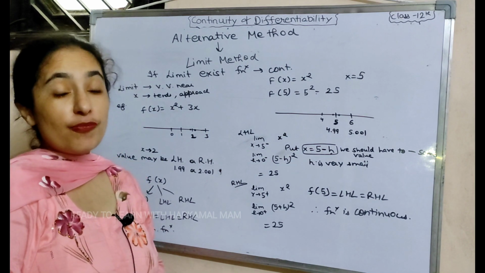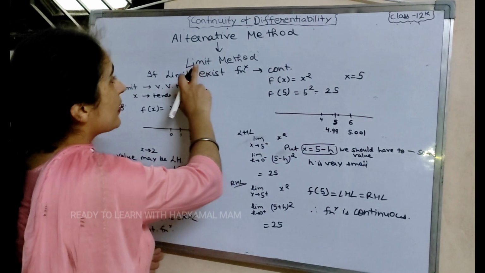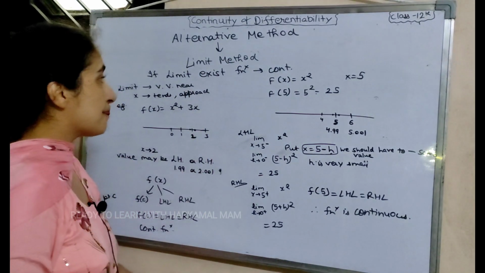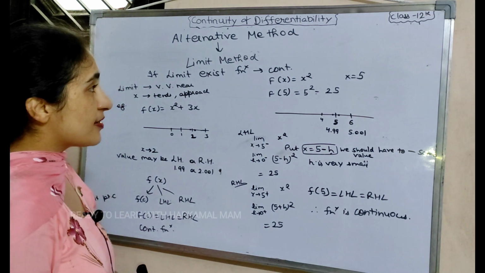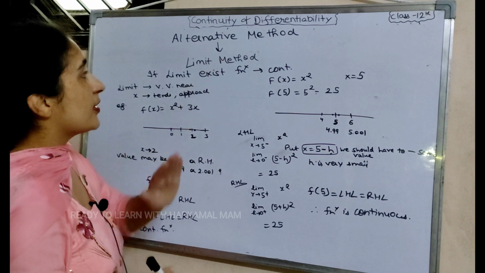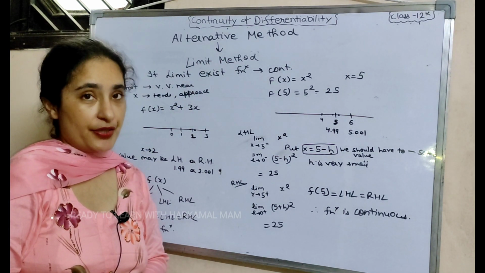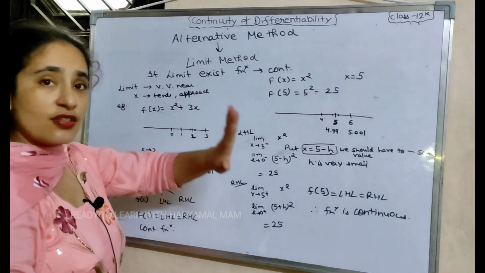So instead of plotting these graphs, we have the alternate method. This method is called the limit method. If limit exists, the function is continuous. Instead of plotting the big graphs, we have the limit method to check the continuity and discontinuity of the function. If limit exists, the function is continuous.